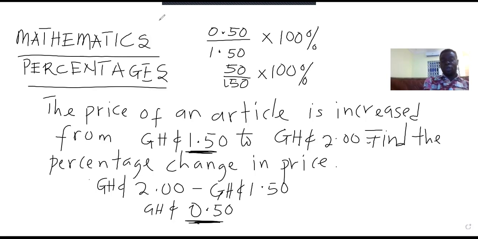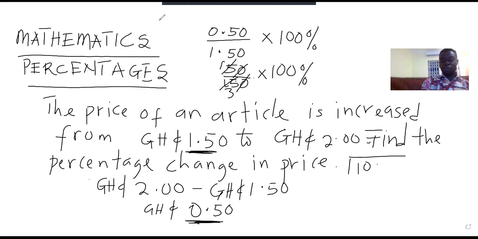Good. Now we do our cancellations. We cancel our zeros, so 0 will cancel 0. Then 5 times 1, and 5 times 3 will give us 15. So we're going to have 100 divided by 3. As usual, we use long division. We are dividing 100% by 3.